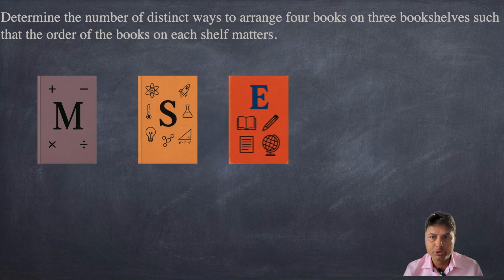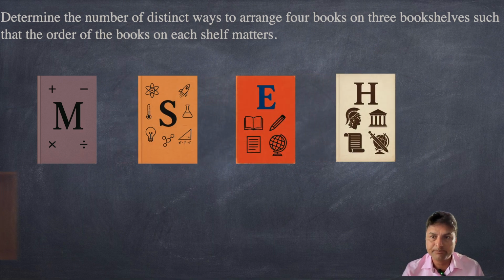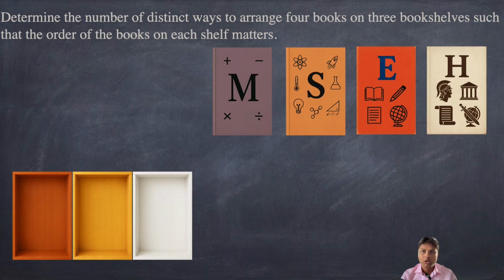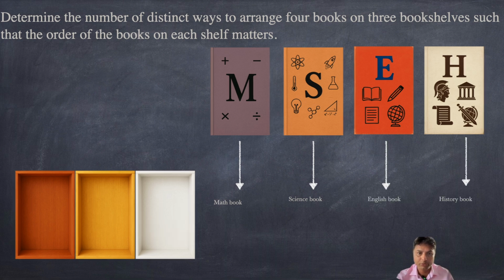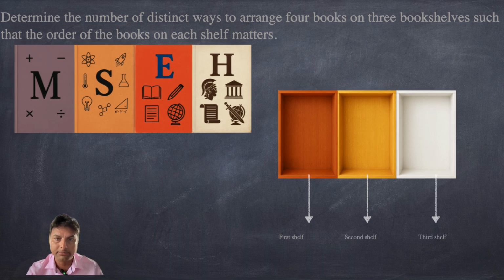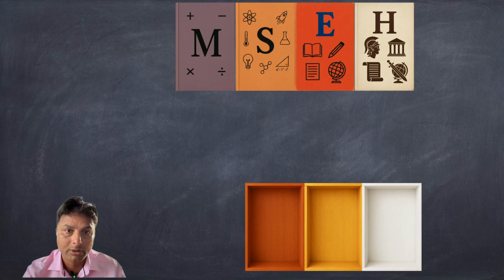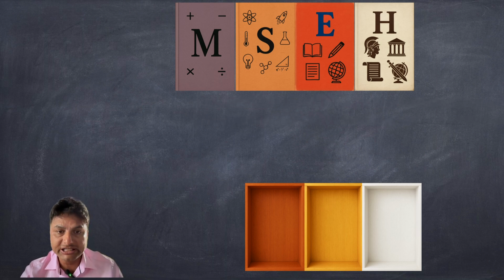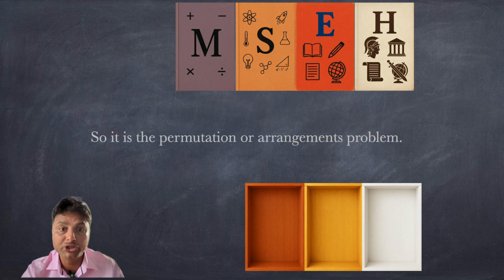Suppose these are our 4 books and these are our 3 shelves. We have 4 books. Let's suppose these are math book, science book, English book and history book, and 3 shelves. First is brown shelf, second yellow shelf, third white shelf. We are placing these books into these shelves. So it is permutation or arrangement problem.